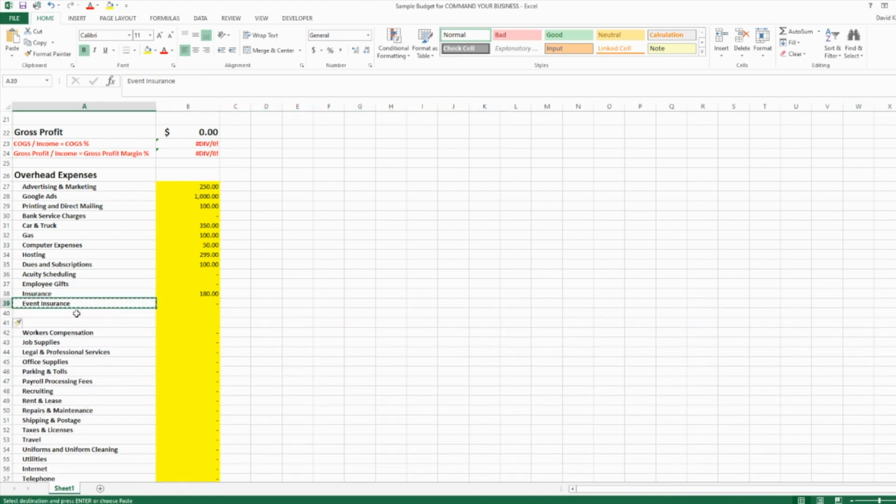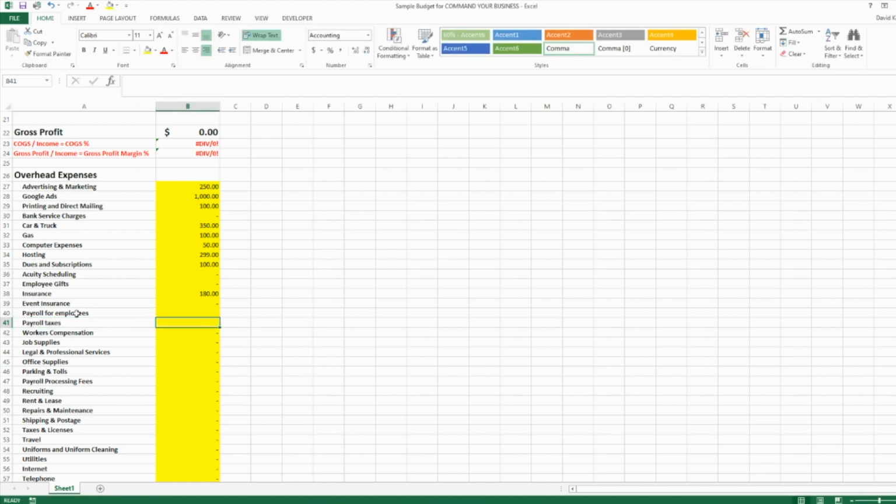Let's copy this, and I'll type in payroll, employees. Remember, as the owner of the business, you're not allowed to put yourself on payroll unless you're an S Corp or a C Corp. This is not payroll for yourself. And then with employees comes some payroll taxes. Let's assume my payroll for my employees is about $50 per month. I just have 1 employee for now.